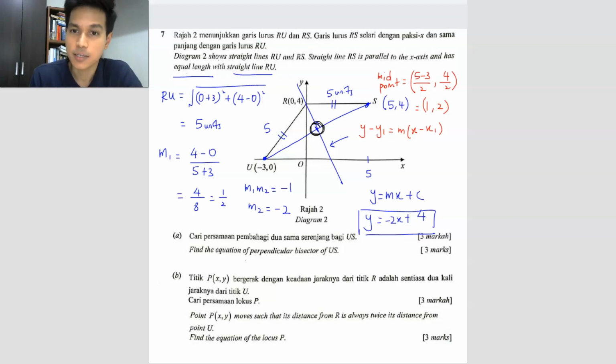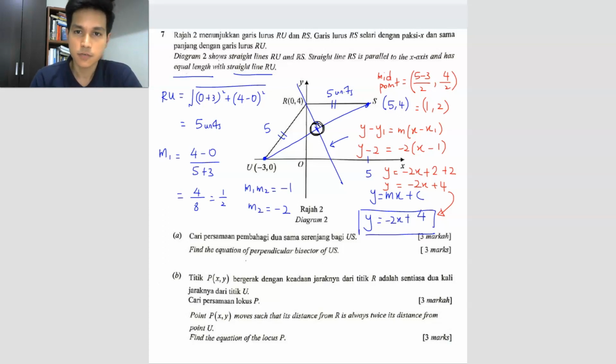Let's see whether we get the same answer or not. So y minus 2 equals m, which is negative 2, times x minus 1. So you expand this, you get y equals negative 2x plus 2 plus 2. So the answer is negative 2x plus 4. So you should get the same equation. Okay, so both ways work depending on which is easier for you.